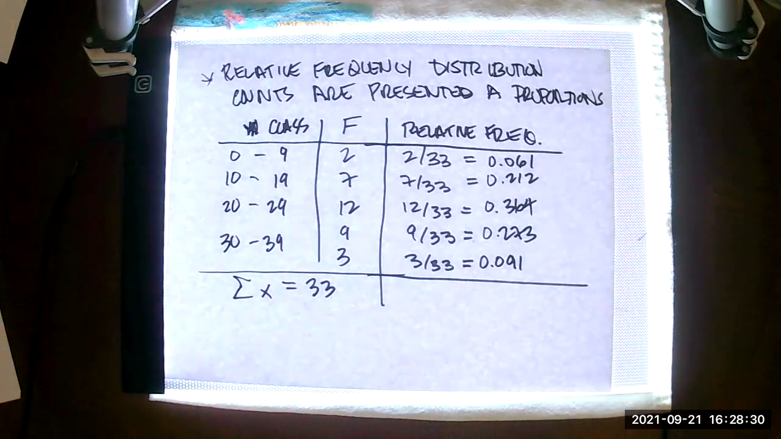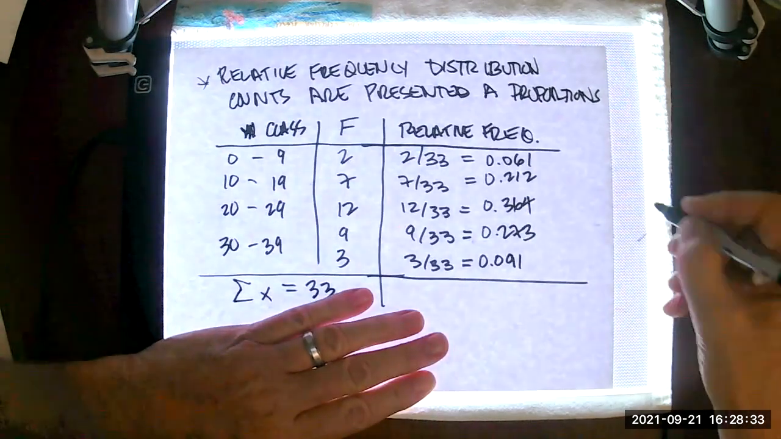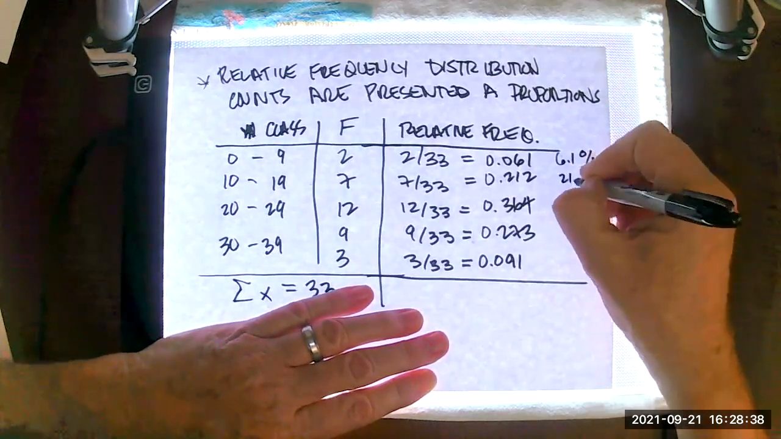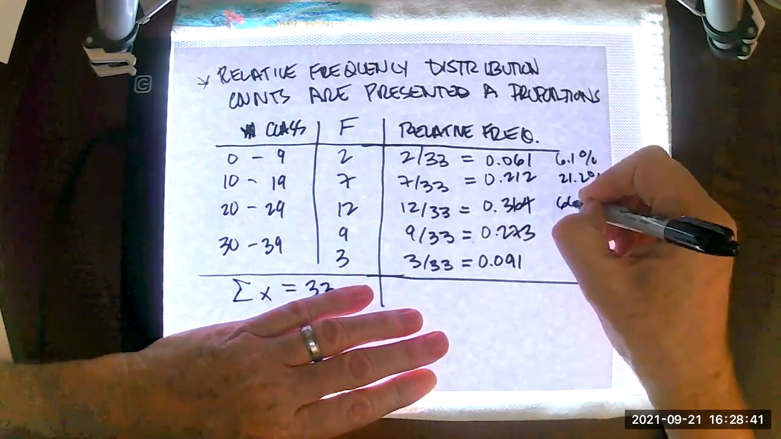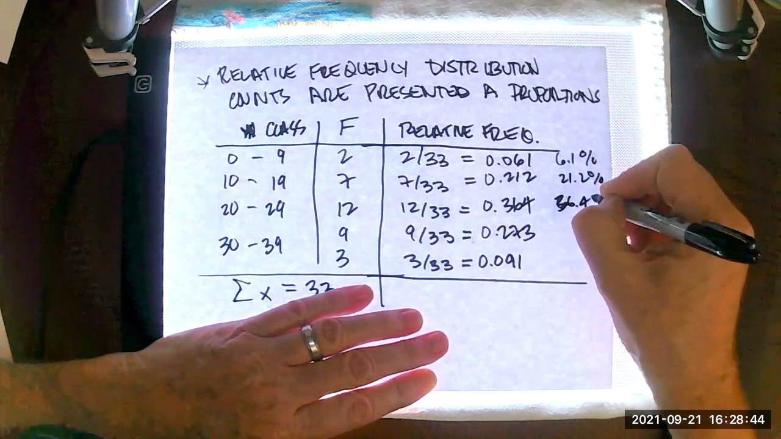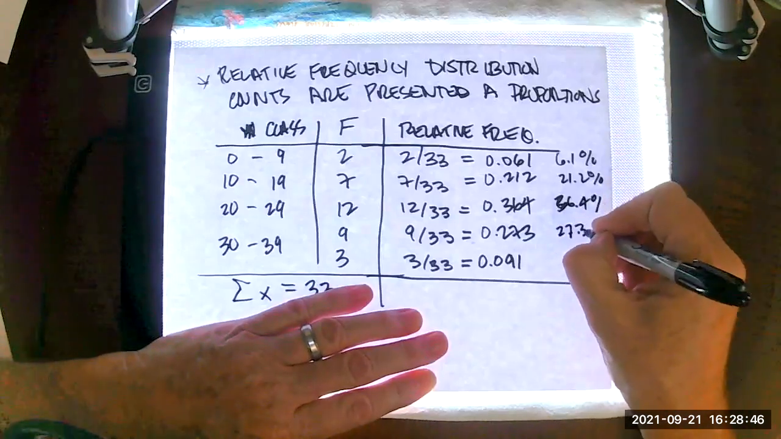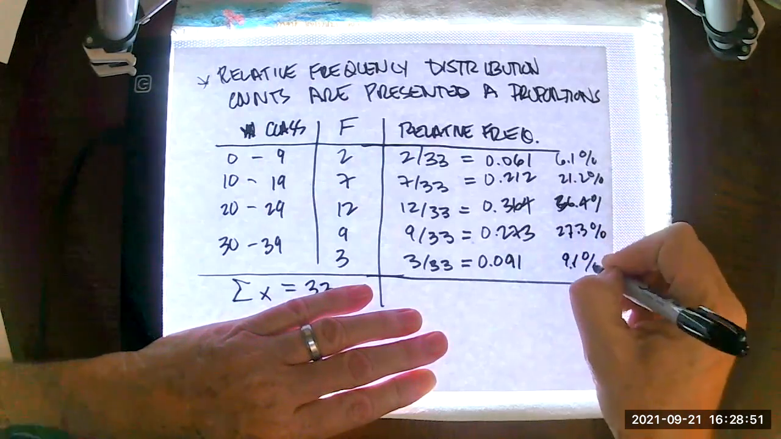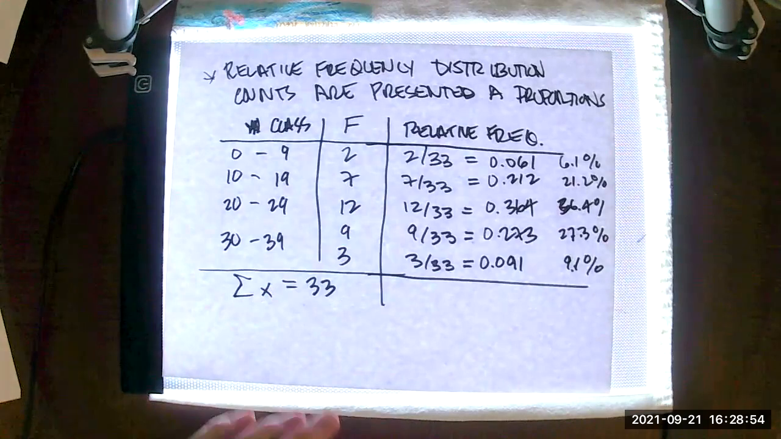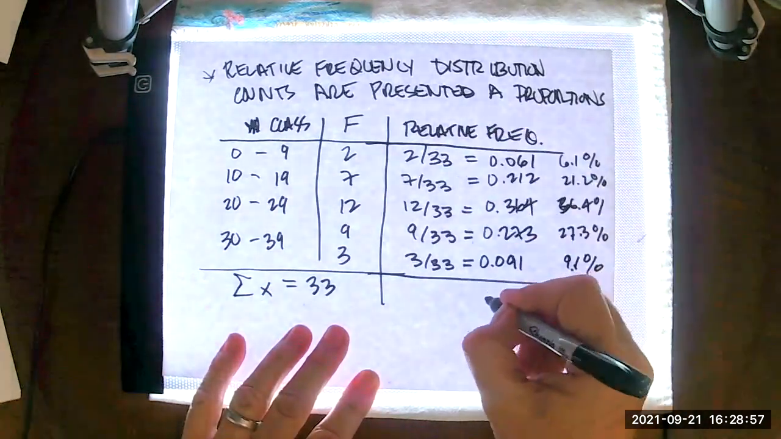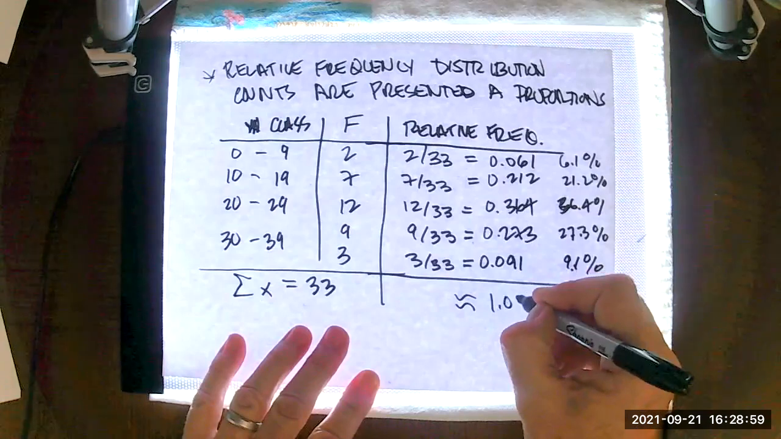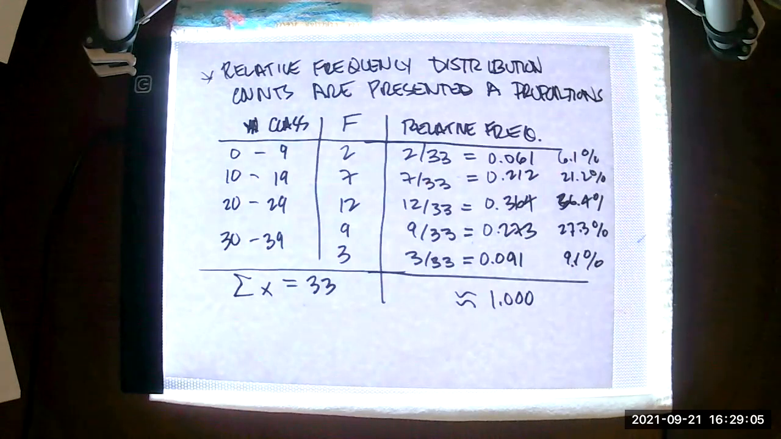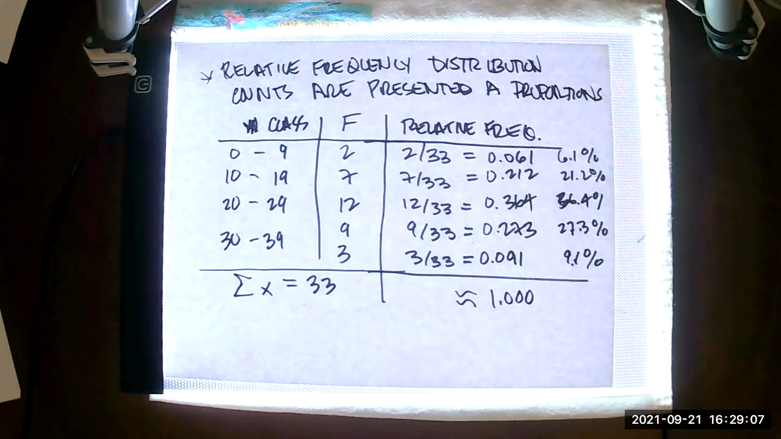You may see these presented in terms of percentages, in which case you have 6.1%, 21.2%, 36.4%, 27.3%, and 9.1%. By the way, if you add up all of these, they should sum to very close to 1. They may not be exactly 1 because you've done some rounding, but they'll be very close.